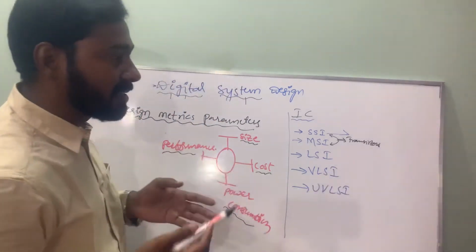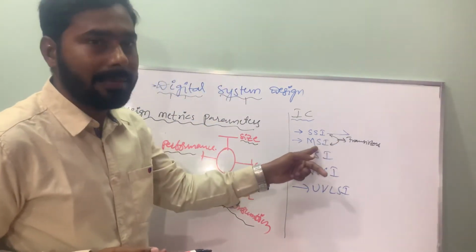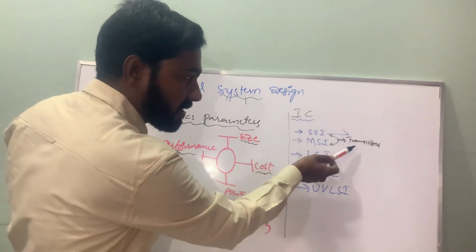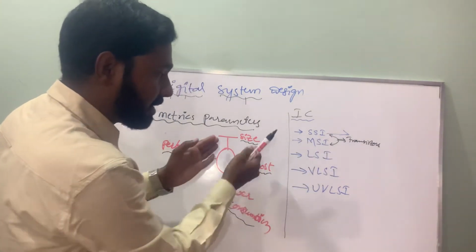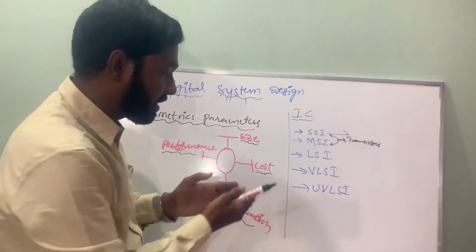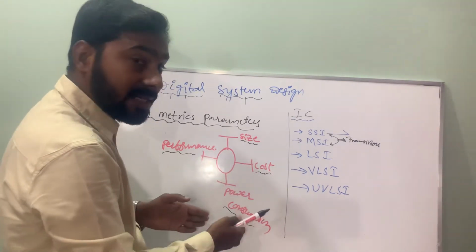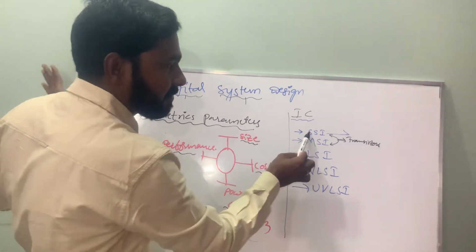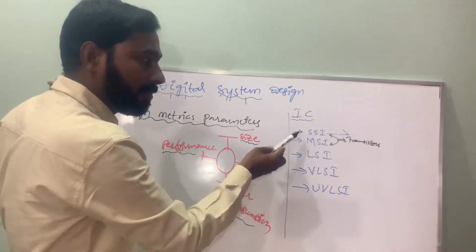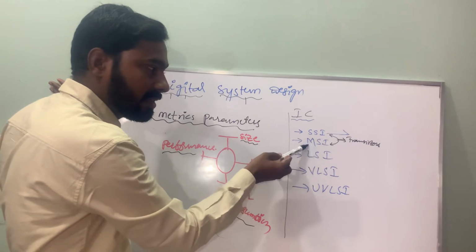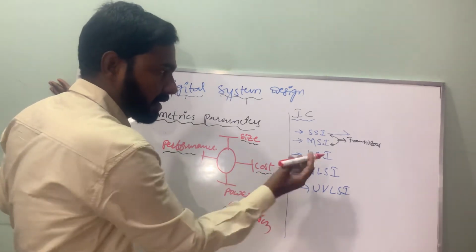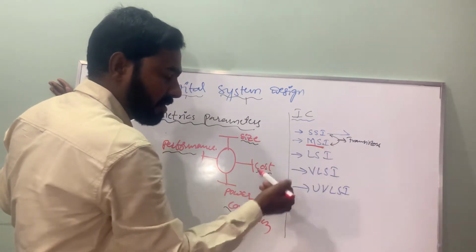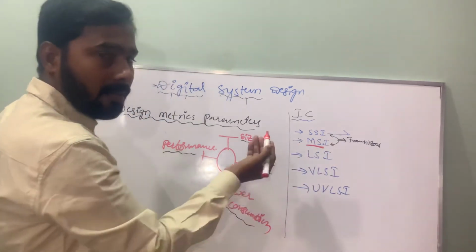So the transistor count is less in MSI when compared to SSI. The number of transistors is reduced, the size of the circuit is reduced, the cost is also reduced, the usage of power is also reduced, and the performance is improved. That is a very big advantage of medium scale integration compared to small scale integration, because the number of transistors is reduced, the size is reduced, and performance is improved.